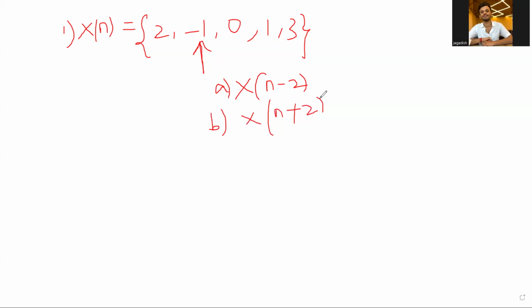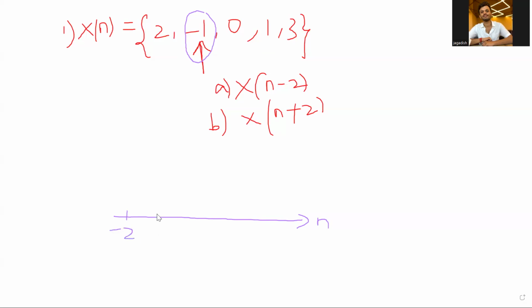For every problem here, those are coming newly. First, you need to sketch the x of n. Here the value of n is ranging from -1 to 3. The starting element will be 0. The right side elements will be positive, +1, +2, +3, and the left side elements will be negative. If I take the scale, I will start from -2.